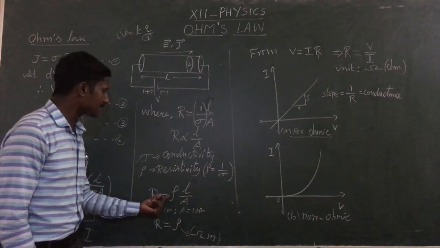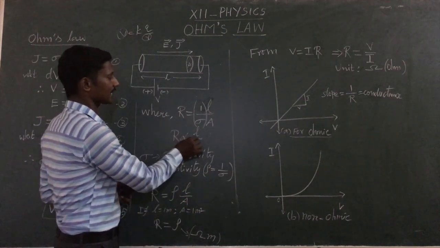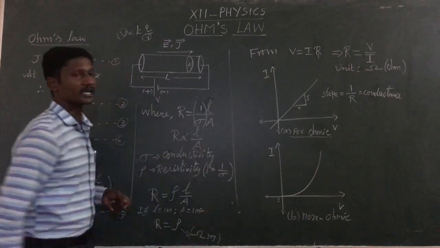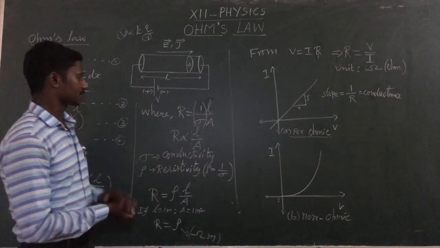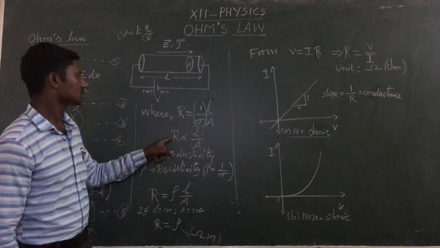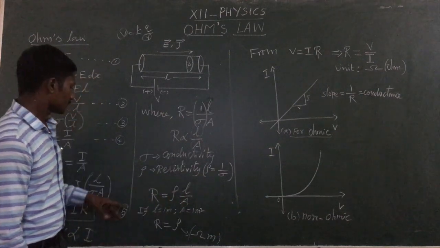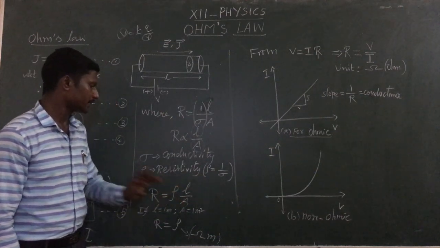Resistance is directly proportional to the length of the conductor and inversely proportional to the cross-sectional area of the conductor. So resistance is directly proportional to length and inversely proportional to area. So R is equal to rho L by A.